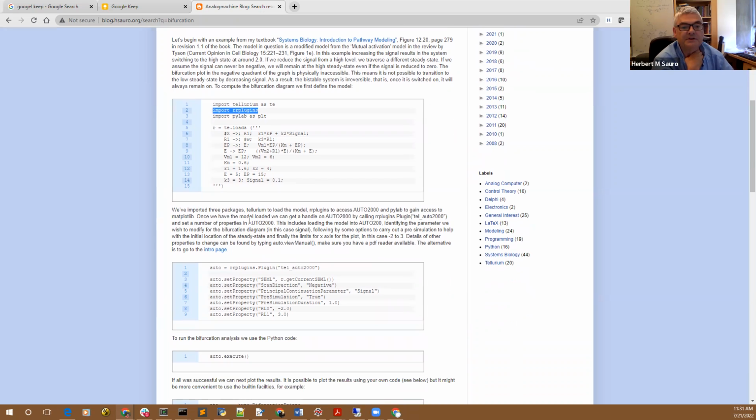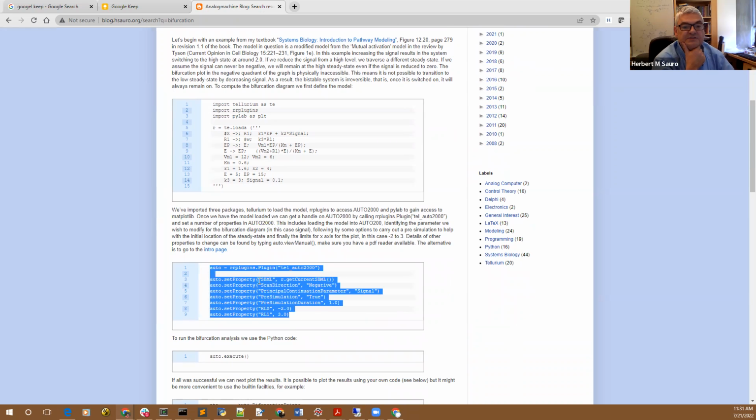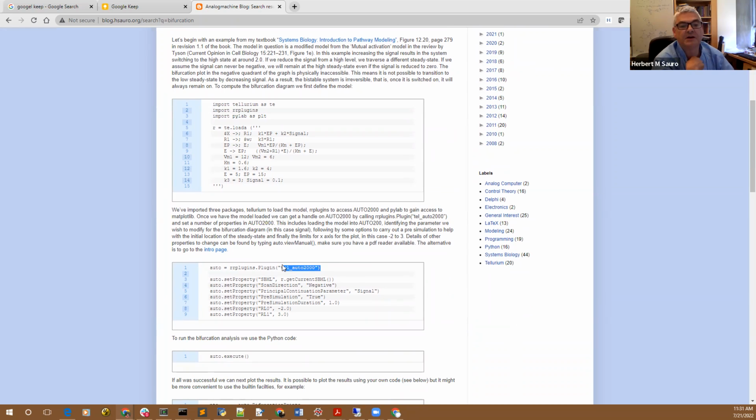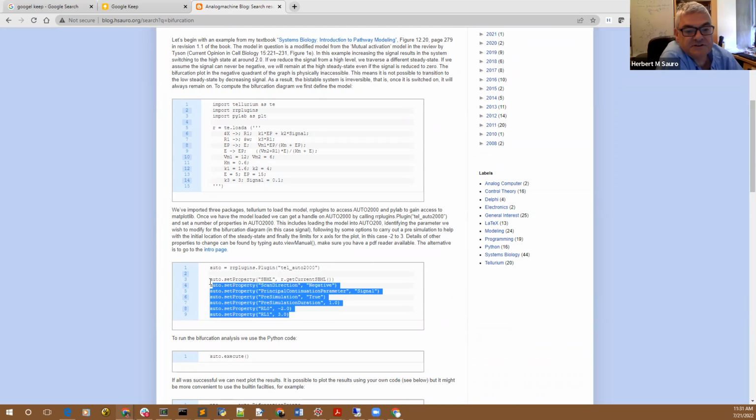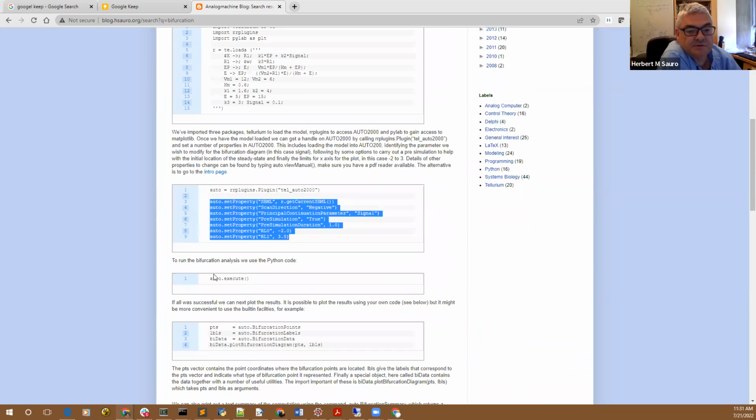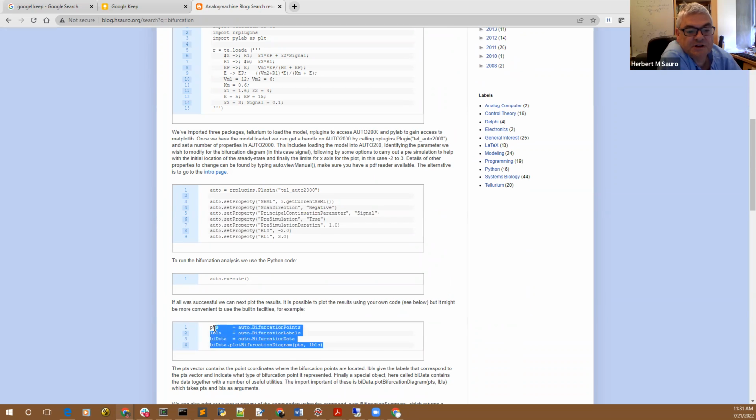It uses a thing called Auto 2000, which is pretty reliable. Anyway, you have to set up some various settings. First of all, access the plugin, then set up these various settings, and then you just execute. When you execute, there's all this information that comes back on the bifurcations and so on.